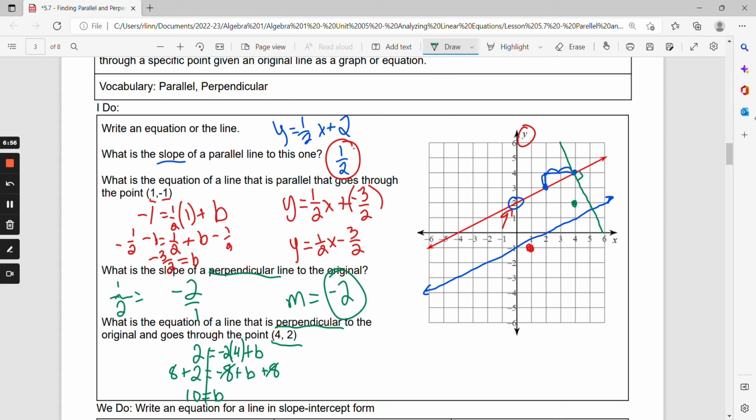So now, in slope-intercept form, we have y equals mx plus b. Our m, our slope, we already found out was negative 2. And then our b value, which is our y-intercept, we just found out is positive 10. So we have y equals negative 2x plus 10.